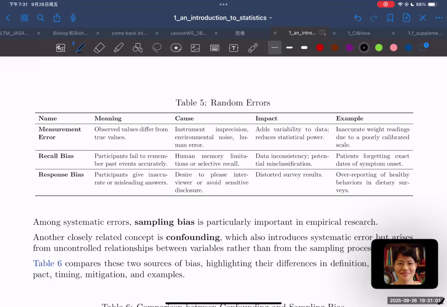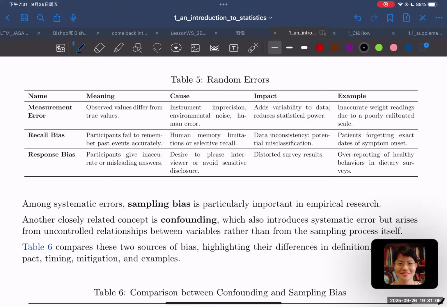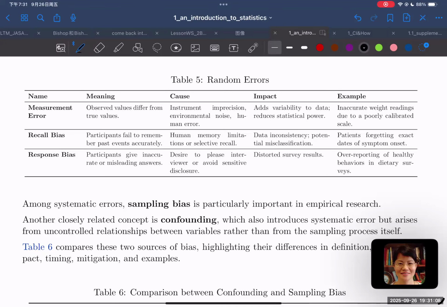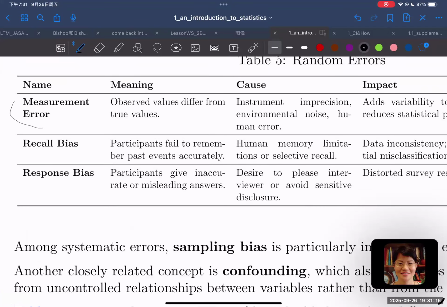So just now we mentioned the random errors. Look at random error here. We actually have three types. The first one is exactly the measurement error, 测量误差. And here it just means the observed value differs from the true value.